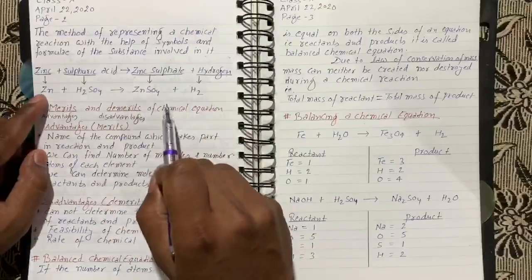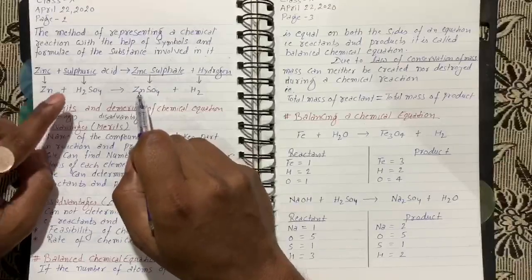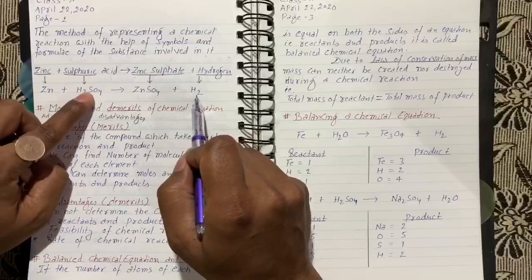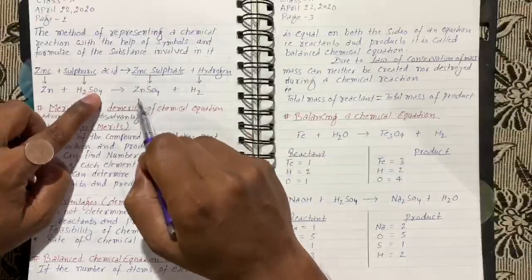So suppose here zinc is 1, here also zinc is 1. So we can say zinc is 1 on both sides. Here hydrogen is 2, hydrogen is 2. Yes, we can say on both sides hydrogen is 2. Here sulfur is 1, here sulfur is 1. We can say sulfur is equal on both sides. Here oxygen is 4, oxygen is 4.